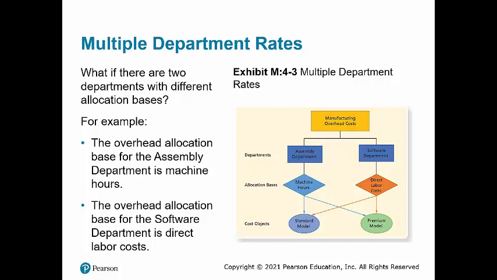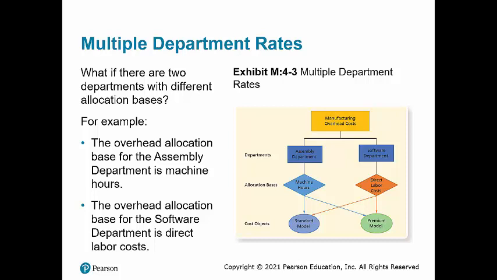Now we're going to say that we have two different departments involved in the manufacturing process for the tablet computers. We have an assembly department and we have a software department. For the assembly department, we have determined that machine hours should be the overhead allocation base. That is the primary cost driver for that department. For the software department, we are still going to use direct labor costs because we have determined that that is the primary cost driver for that department.